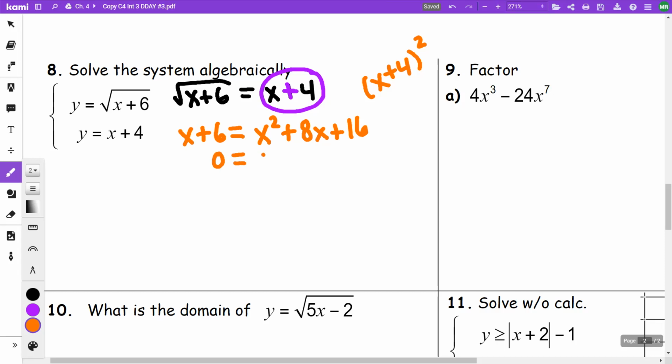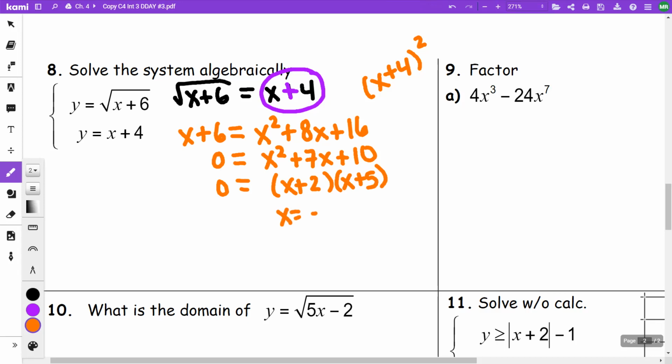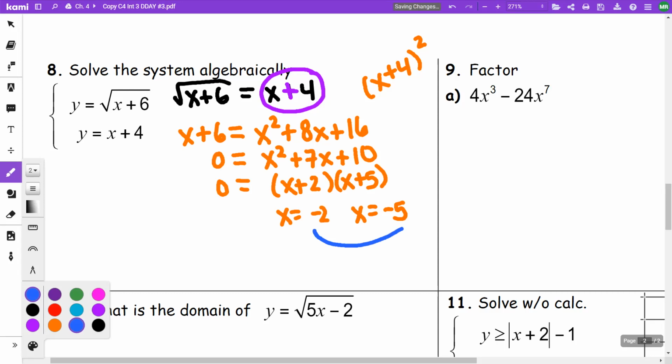I want to get 0 on this side. So it's going to be an x squared plus 7x plus 10. I'm going to factor that, which is really saying what multiplies to 10 and adds to 7 in this case. So that's going to be a 2 and a 5. So I'm going to get x equal -2, and I'm going to get x equal -5. Now remember, I need to check these into this.